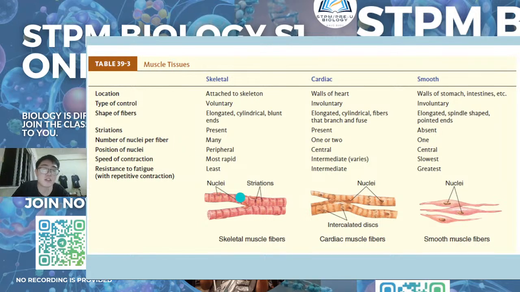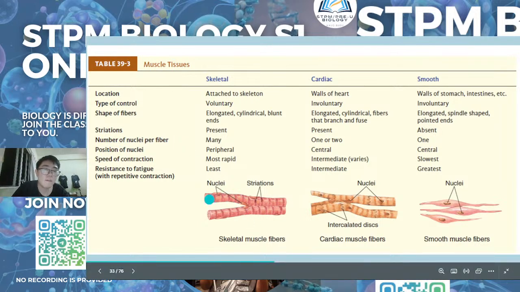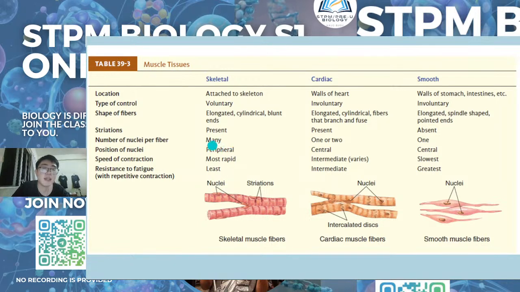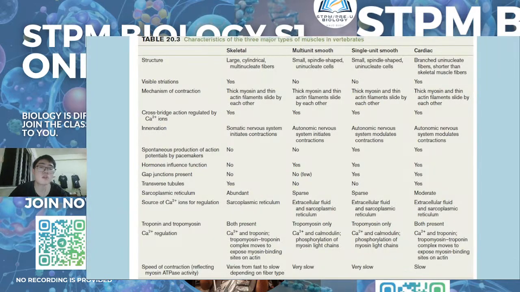And number of nucleus. So normally skeletal muscle nucleus is peripheral and contains many nuclei. Cardiac muscle has only either one or two, and it is at the central position. And then smooth muscle, every muscle cell contains one nucleus, and it is also located at the central part. And then the resistance to fatigue, repetitive contraction. So normally skeletal muscle does not have much repetitive contraction. Cardiac is intermediate and smooth muscle is the greatest one. Okay, so this is the function, the differences between these three.